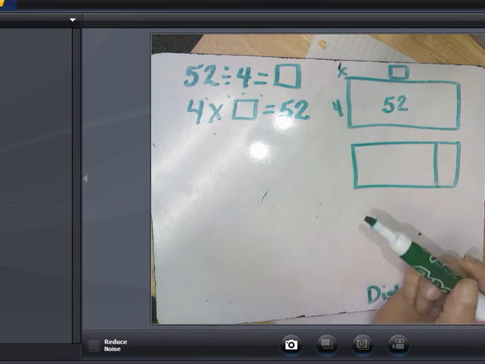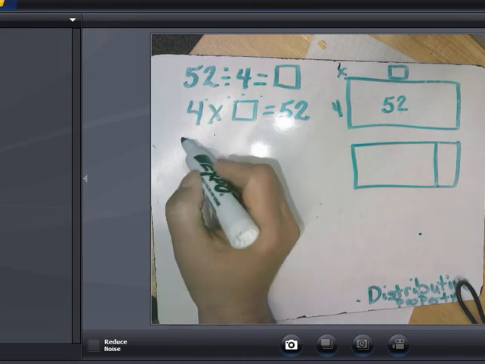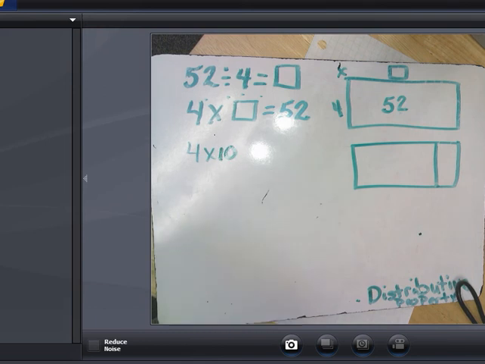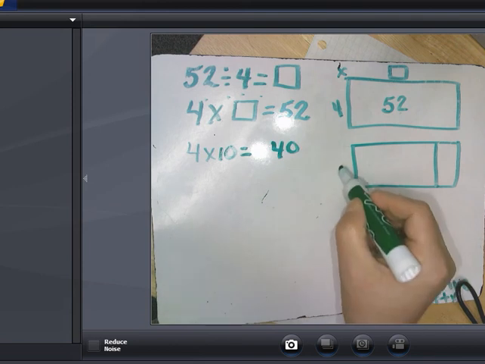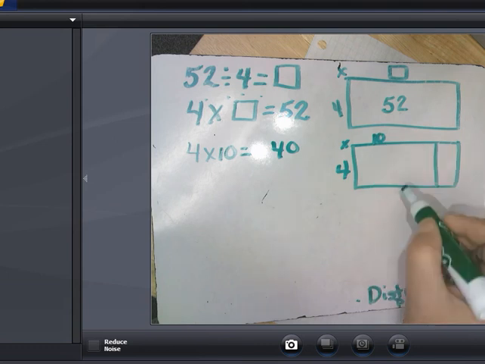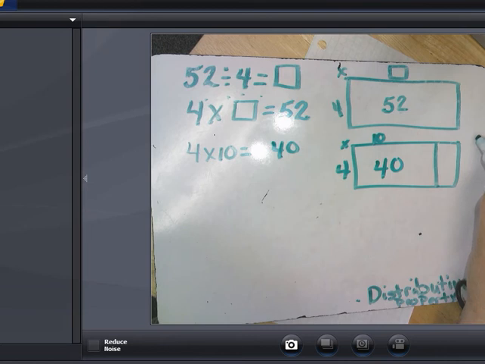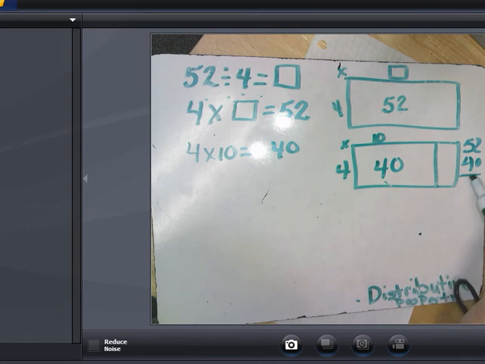Well, that's pretty hard to do, so now I'm going to break it up and use the distributive property. I'm going to say 4 times, I'm going to use 10, because 10 is an easy number, equals 40. So 4 times 10, and I'm not done yet, so I know that equals 40. I have to get 52. So if I subtract what I already used, 40, from 52, I have 12 left. I'm going to put 12 here.